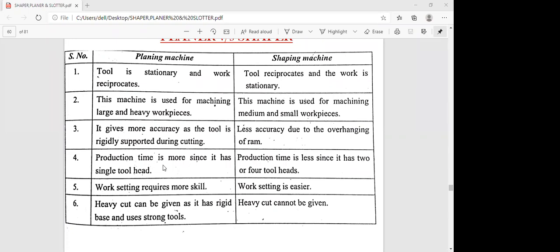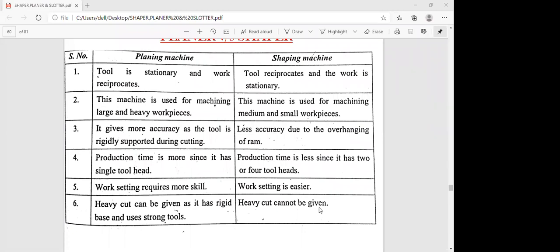So what is the production time? Production time is more in the planing machine because we have a single tool head, and it is less in the shaping machine because we have two or four tool heads. In shaping, the work setting is easier, and in planing, work setting requires more skill. Both are semi-skilled, but planing needs more skill from the machinist. Everything depends upon the training the machinist gets.